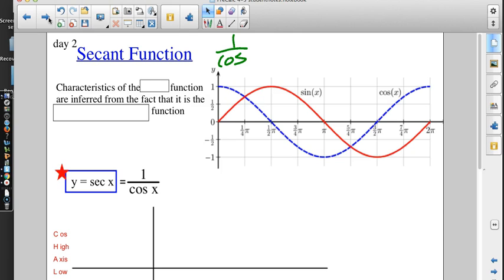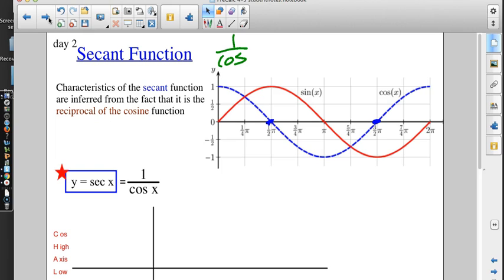And here's my cosine in the blue. Those are where my asymptotes are going to be, at pi over 2 and 3 pi over 2. We're still going to have asymptotes, and that is a characteristic. So characteristics of the secant function are inferred from the fact that it's the reciprocal function of cosine. So obviously these are really, really related to each other. They really are. So I go back and think about cosine and how we graphed cosine.